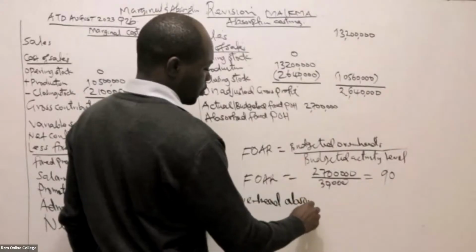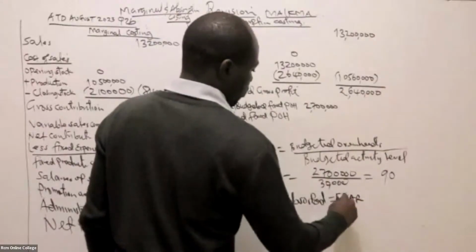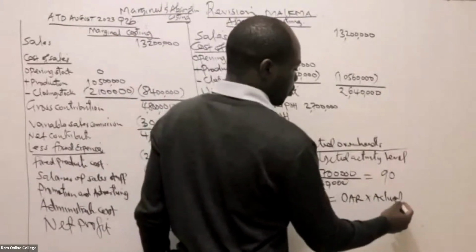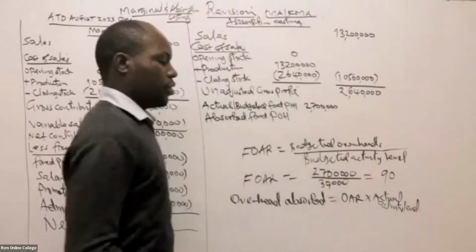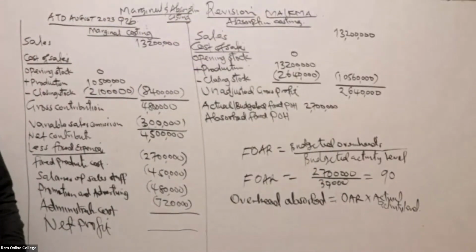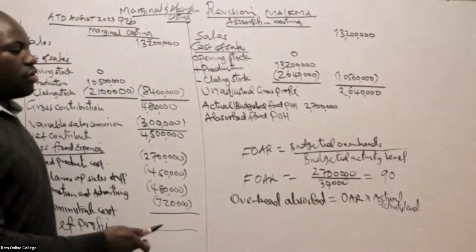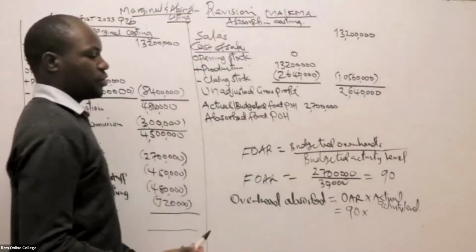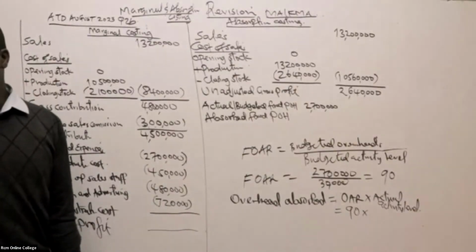How do we get overheads absorbed? Overheads absorbed is equal to overhead absorption rate times actual activity level. So our overhead absorption rate, already calculated here, is 90 times actual activity level. How many units were actually produced?